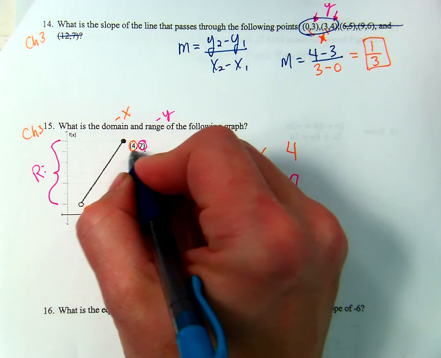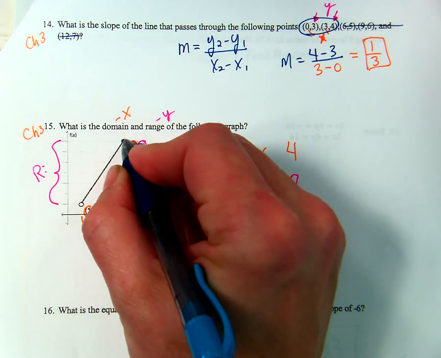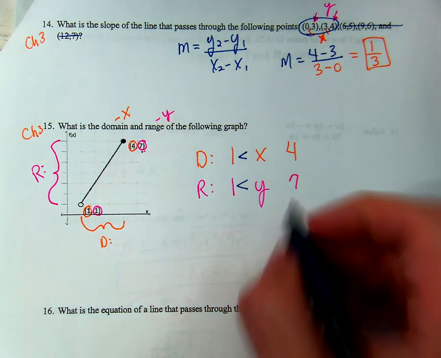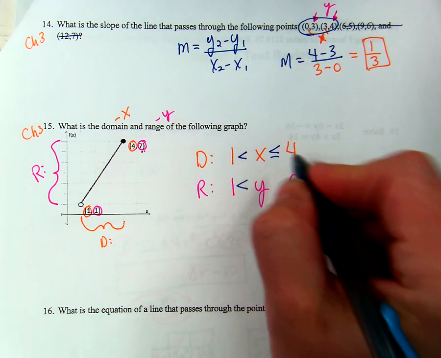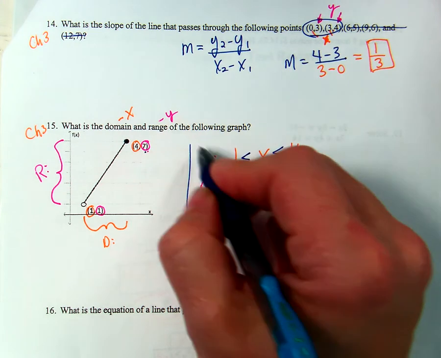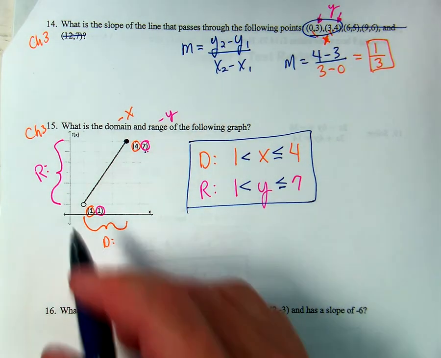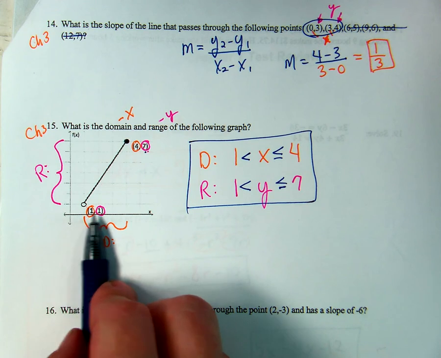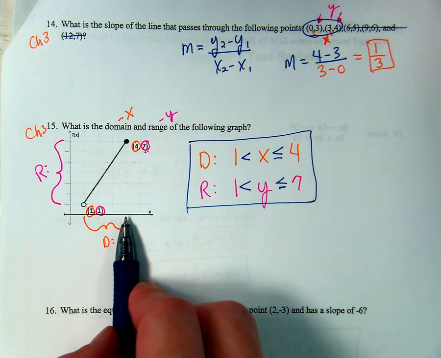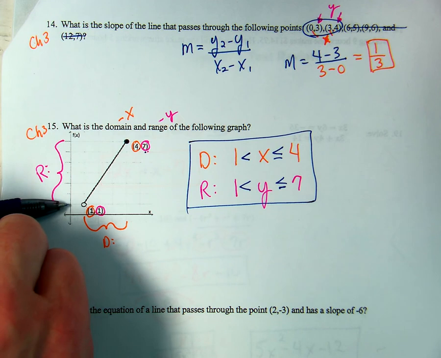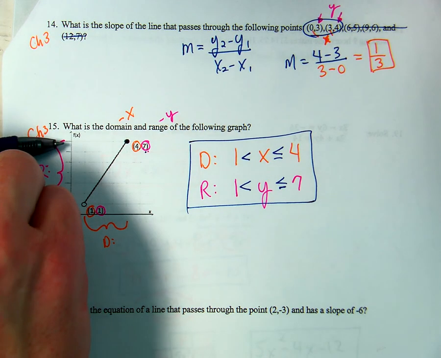In both cases here for domain and range, I can be equal to the 4, and I can be equal to the 7. So I can be less than or equal to 4, less than or equal to 7. And that should take care of my domain and range of this function. I can be all the values of x between 1 and including up to 4. I can be all the range values from above 1 or greater than 1 all the way up to and including 7.